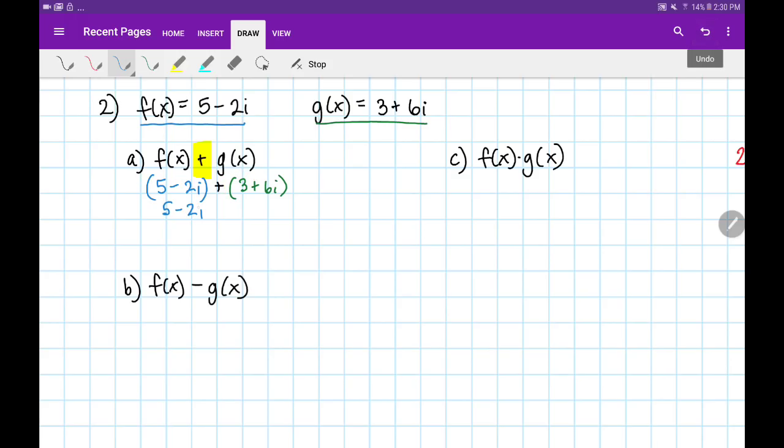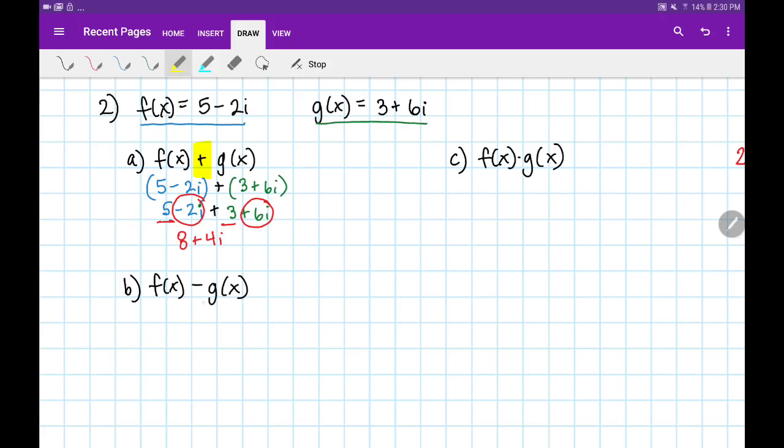And let's go on from there. We're going to add that to 3 plus 6i. Now I'm just going to treat my i's like a variable and combine my like terms. So I have 5 plus 3 gives me 8. Those are a couple of like terms. And I also have negative 2i plus 6i gives me plus 4i. And I'm done. That's it. I just added them. Let's look at letter B.